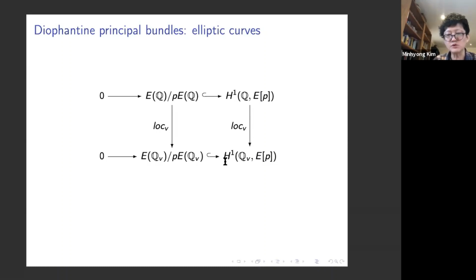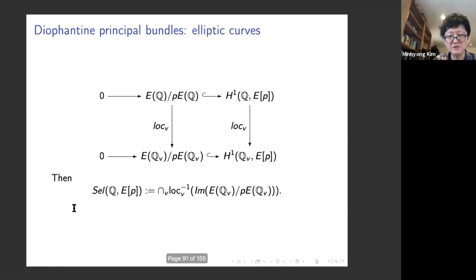This is a useful notion. Why? Because as I indicated earlier, the image of the points is actually possible to compute locally. We don't know how to do it globally, but locally you can compute the image of the point. So the Selmer group is simply the intersection of all the points, all the principal bundles that locally come from points of the graph. That's what the Selmer group is.